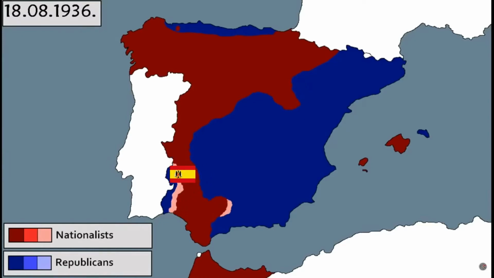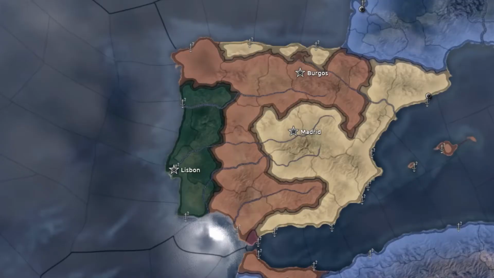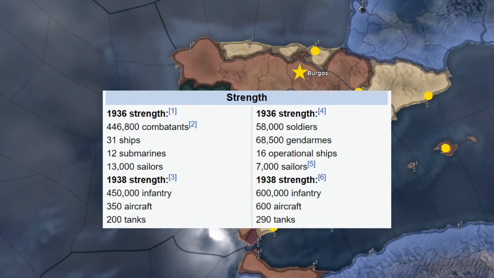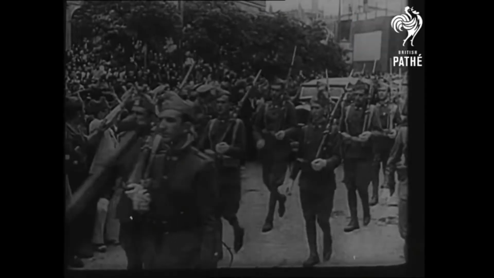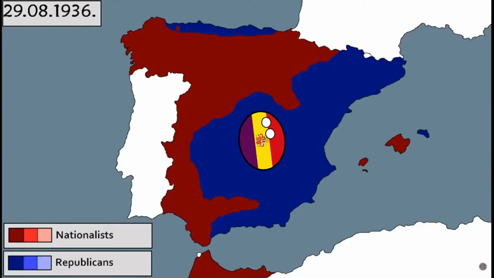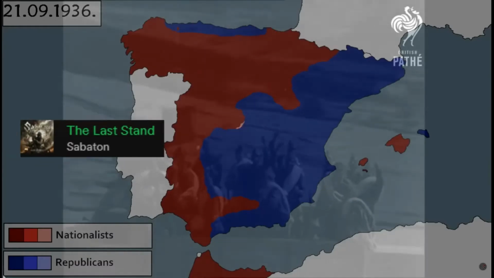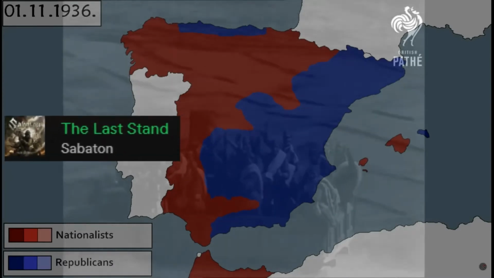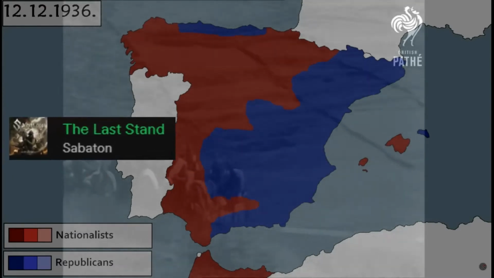On August 18th, the Republicans held control of most of the Spanish cities and held the numerical advantage. However, the Nationalists were more organized, and as they approached Madrid, the Republicans fled to Valencia, and the Spanish people had to put up a last stand. That last stand would last nearly 3 years.